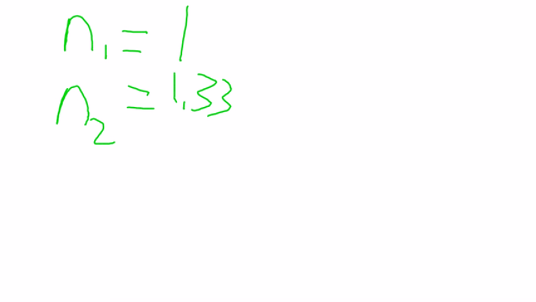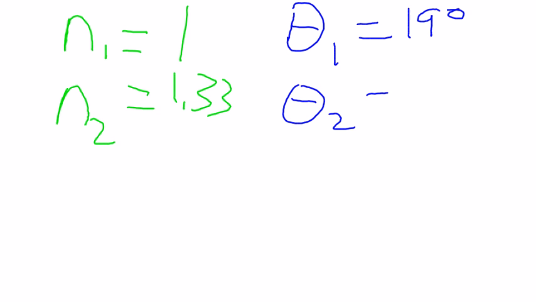Our next problem is to determine the refracted angle of light entering a pool if the incident angle is 19 degrees. This is also Snell's law. Entering a pool now, so n1 is going to equal 1 because it's air, and n2 is going to equal 1.33. We are now flipped because we are going air to water. Our first angle, the incident angle, is 19, so theta 1 equals 19 degrees, and theta 2 is unknown.